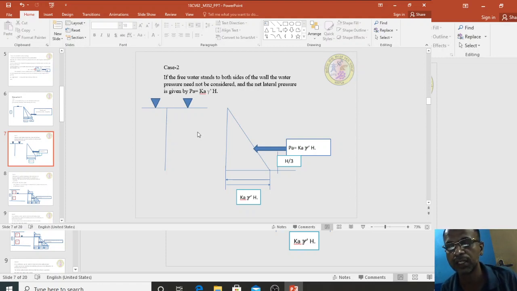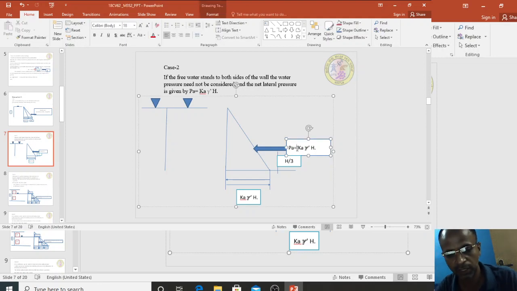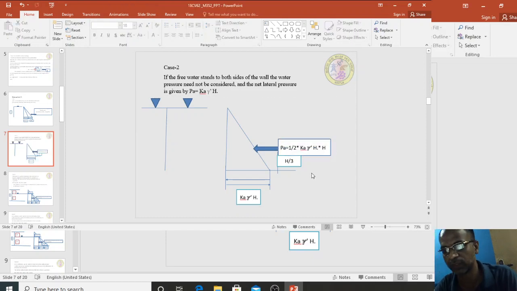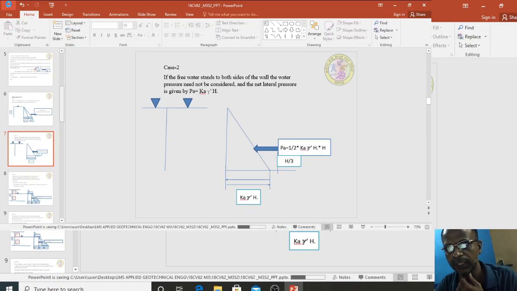Therefore, we should not consider gamma W into H for our calculation. Then only the earth pressure we have to consider, that is Ka gamma into H. Then your Pa value will become half into Ka gamma dash into H into H. At what distance is it acting? It is acting again at a distance of H by 3, because no other force is there.